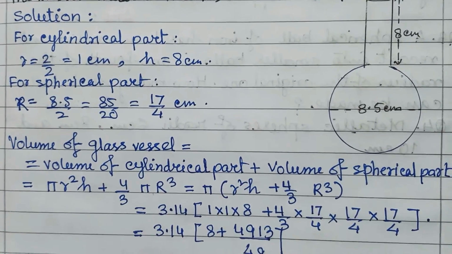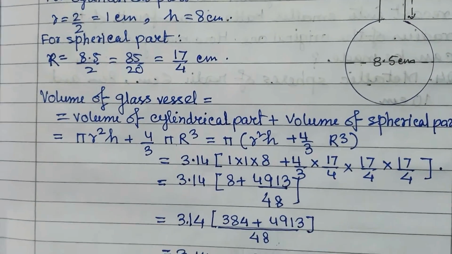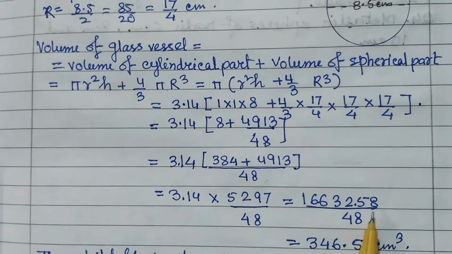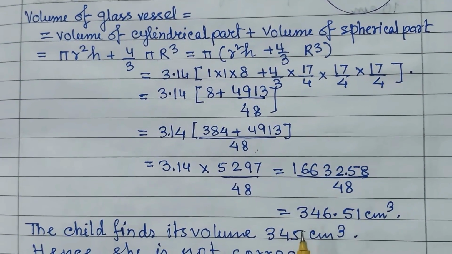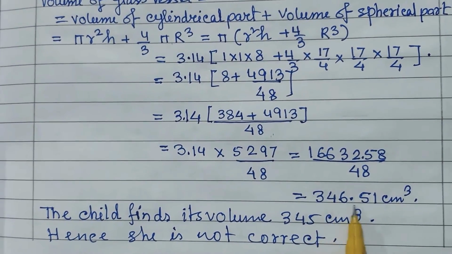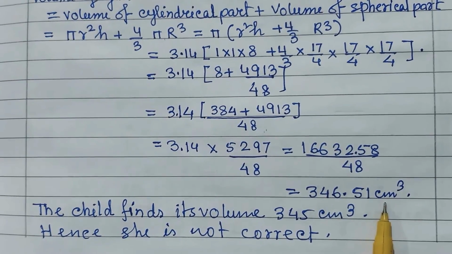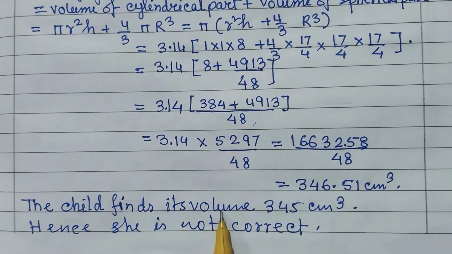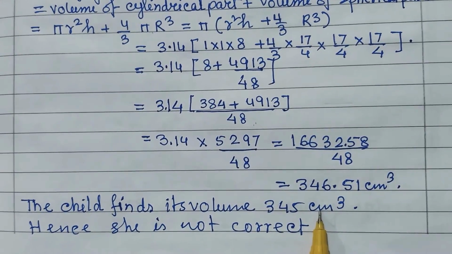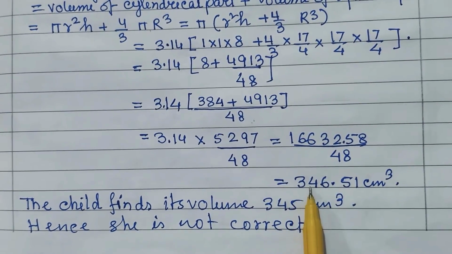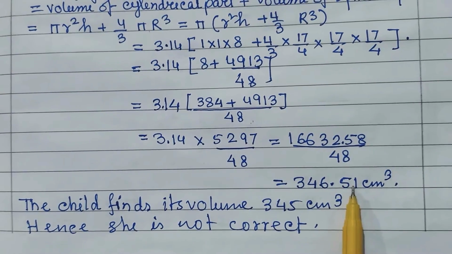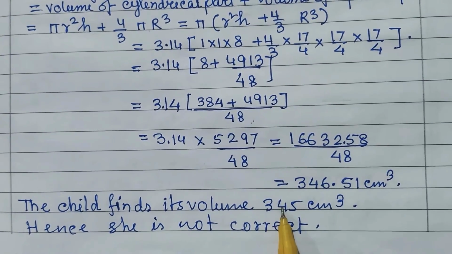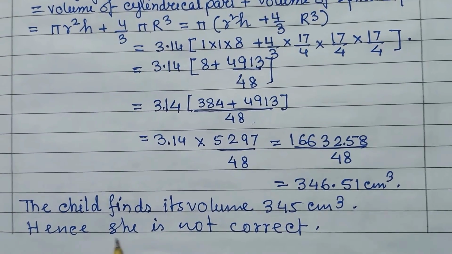It is coming as 16632.58/48, that is equal to 346.51 centimeter cube. So the child finds its volume to be 345 centimeter cube, but our answer is 346.51. So the child is not correct.